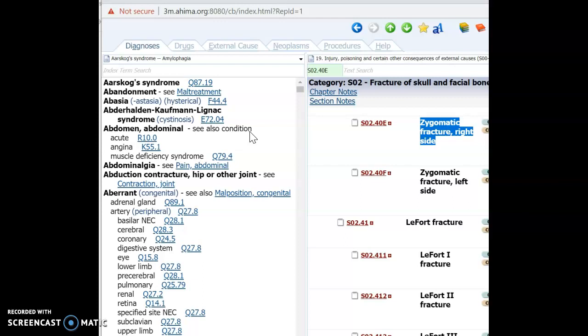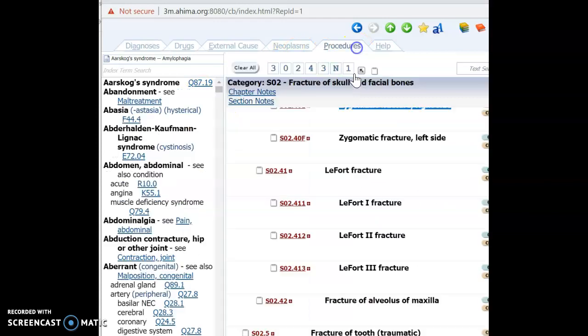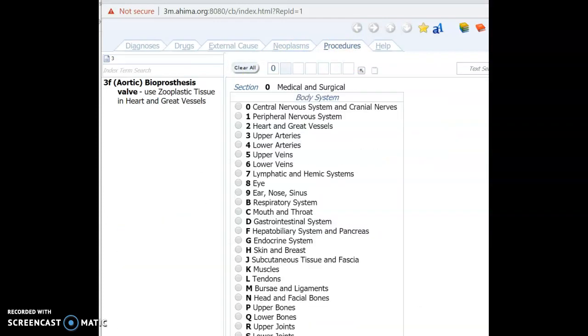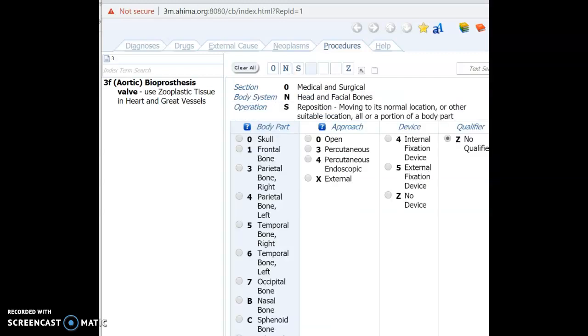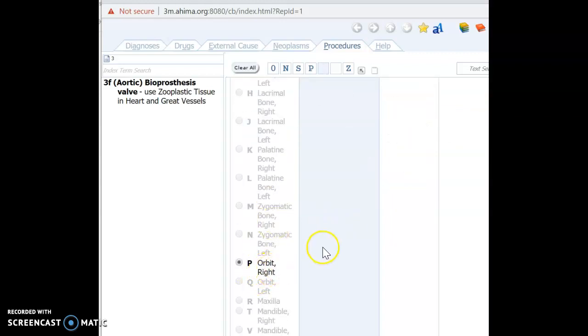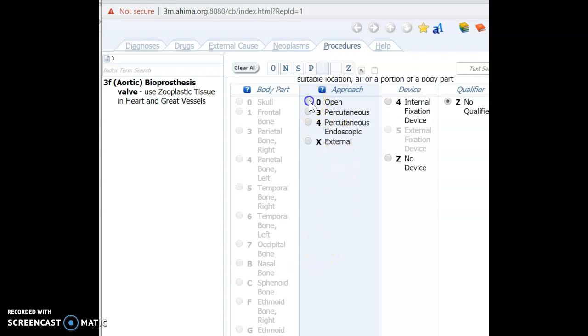All right, so then we have two procedures here. Everybody did good. A lot of you got the one procedure, but let's go ahead and just type these out real quick. So the first procedure is going to be 0NS. Again, as you can see here, we have our reposition for our root. And with this one, we are going to go with P. Let's go ahead and go down. We have the orbit right, open, because it says right in the documentation, open. We have an internal fixation with the implant. And then Z. So that's going to be my principal procedure.